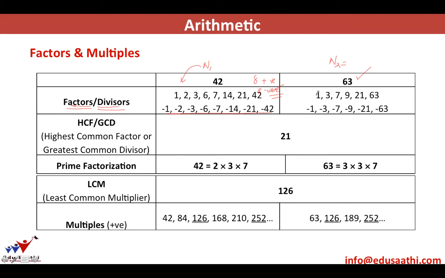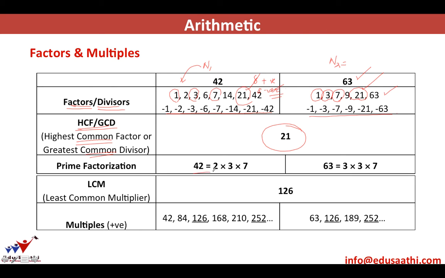Similarly, for 63, the factors would come out to be 1, 3, 7, 9, 21 and 63, and in negative sign as well. If I have to look at the HCF, the highest common factor or greatest common divisor, I'll look at the common factors. The first common factor is 1, the next is 3, the other is 7, and the last is 21. I look at the highest among these common factors. The highest common factor is 21.